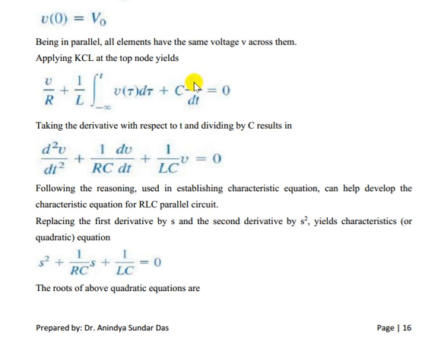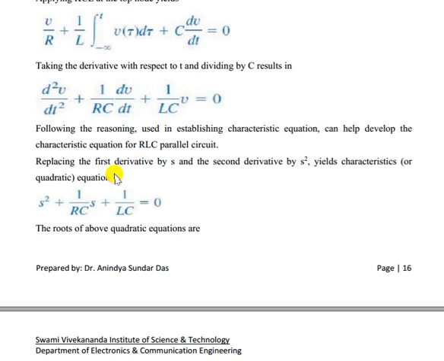Now if you differentiate this expression, you will get d2v by dt square, divided by C, C cancels out. From here you will get 1 by LC, and differentiation of the integration term gives V, so V by LC. And from here you will have dv by dt times 1 by RC. From here, by putting V equal to the solution A e to the power st, just like the previous case, if you solve that, you will get s square plus 1 by RC s plus 1 by LC. That is the characteristic equation.